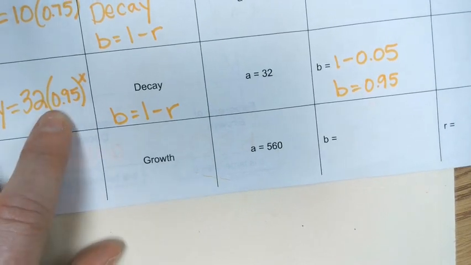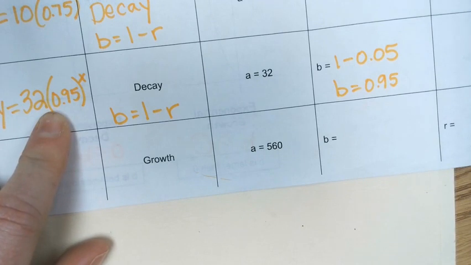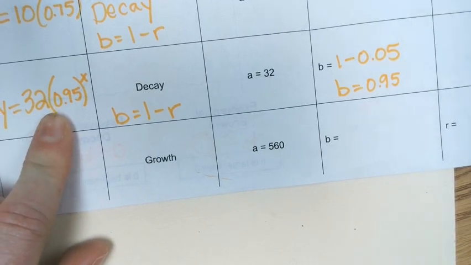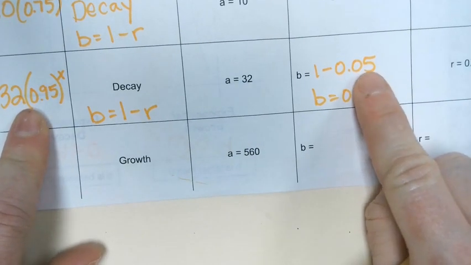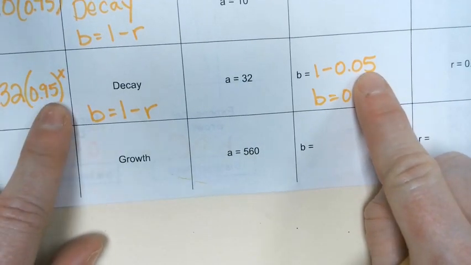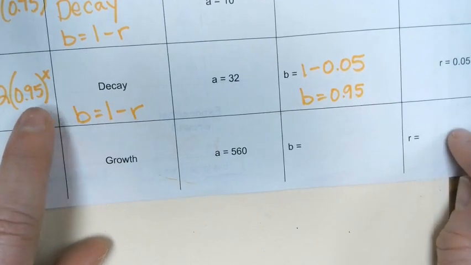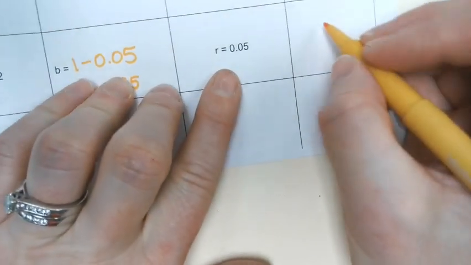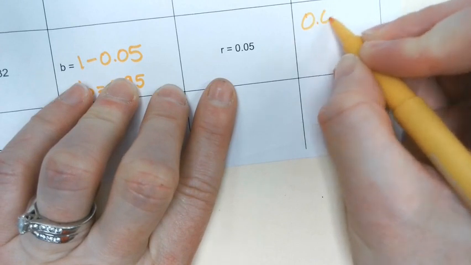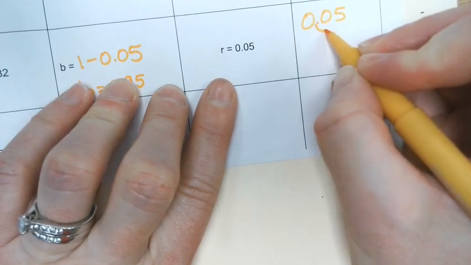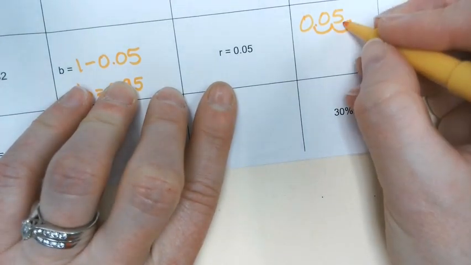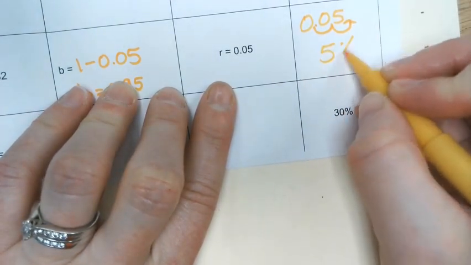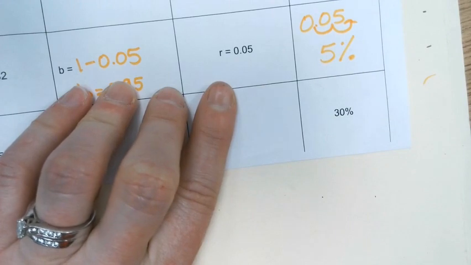So it's 95% of the original. So it's going to go down each time by 5%. It's going to decrease by 5%, which means it's going to have 95% remaining. Now the percent of the rate, 0.05, write as a percent. 1, 2 places. So it's 5% decrease.